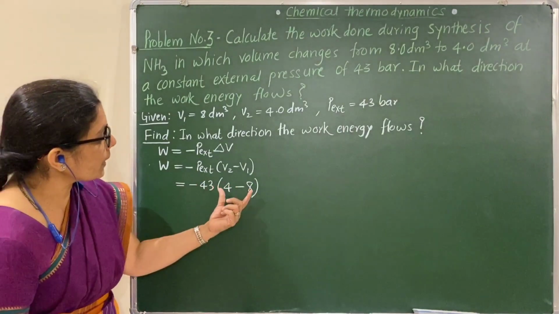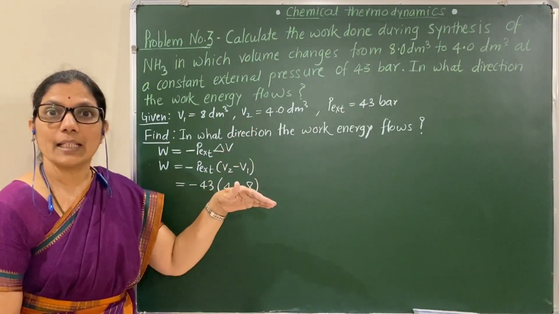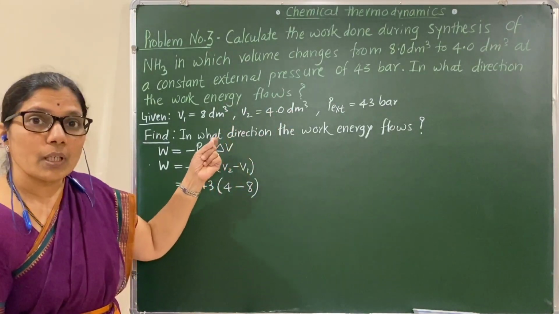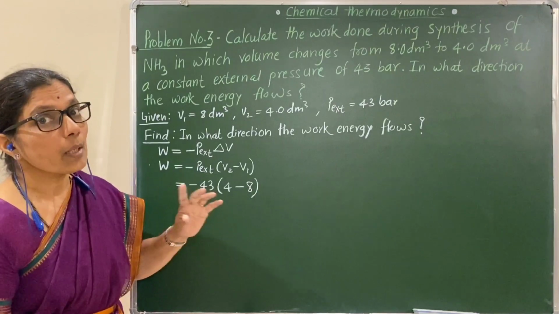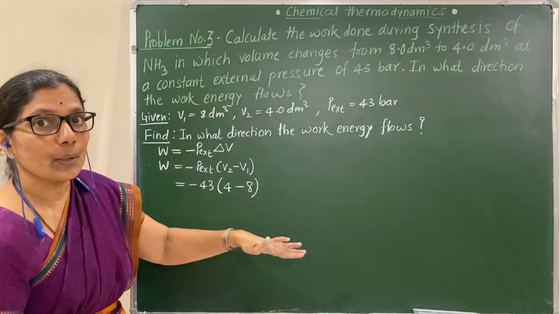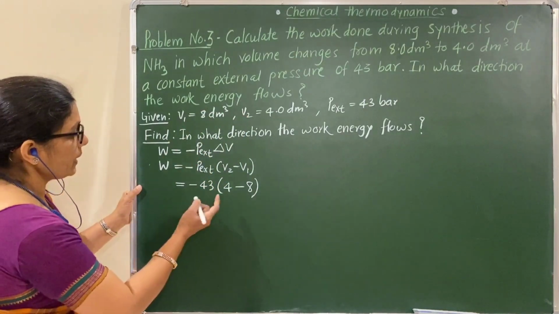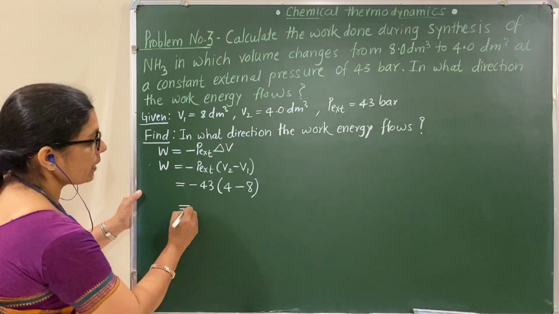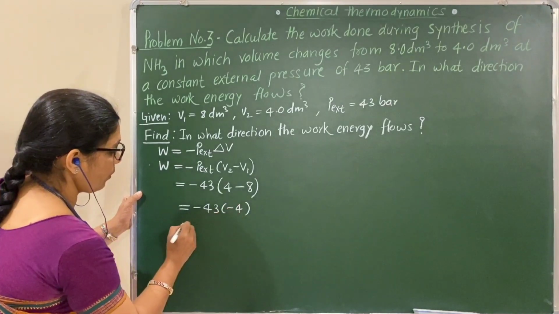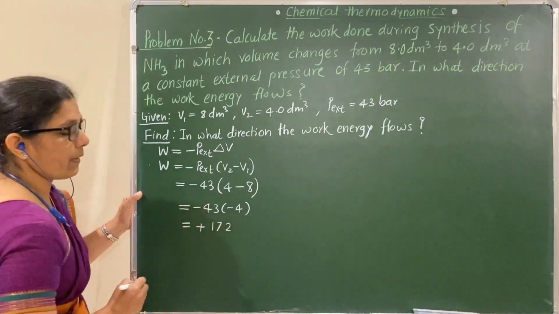Now see what happens here. V1 is greater than V2. When V1 is greater than V2, gas is compressed. Therefore, work obtained here should be positive. Volume is reduced, that is, V1 is greater, therefore gas is compressed. Here, minus 43 times minus 4, therefore it is a plus. 43 times 4 is 172.